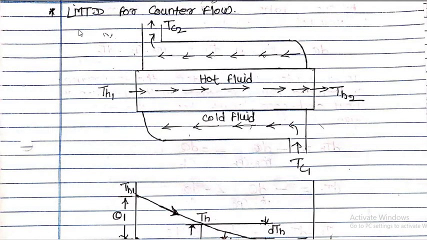We are dealing with the heat exchanger chapter. Up till now, we have covered classification of heat exchangers and types of heat exchangers, then overall heat transfer coefficient and fouling factor, and in the last lecture we discussed the analysis of heat exchanger and the LMTD method.